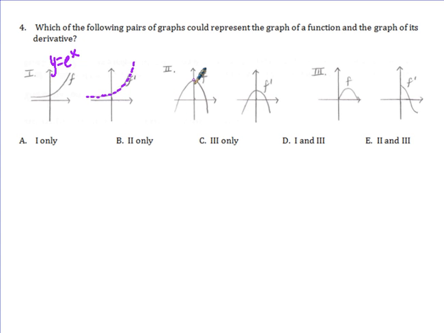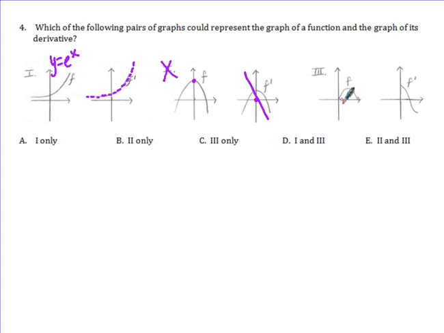Here on my parabola, notice I have a maximum point on the graph, which implies I should have a 0 on the derivative at that point. Right there you can see that this graph is not the derivative because I don't have a 0 slope at that point. My graph is increasing and then decreasing, which means my derivative graph should be positive and then negative. It should look something like that, and therefore this one does not work.